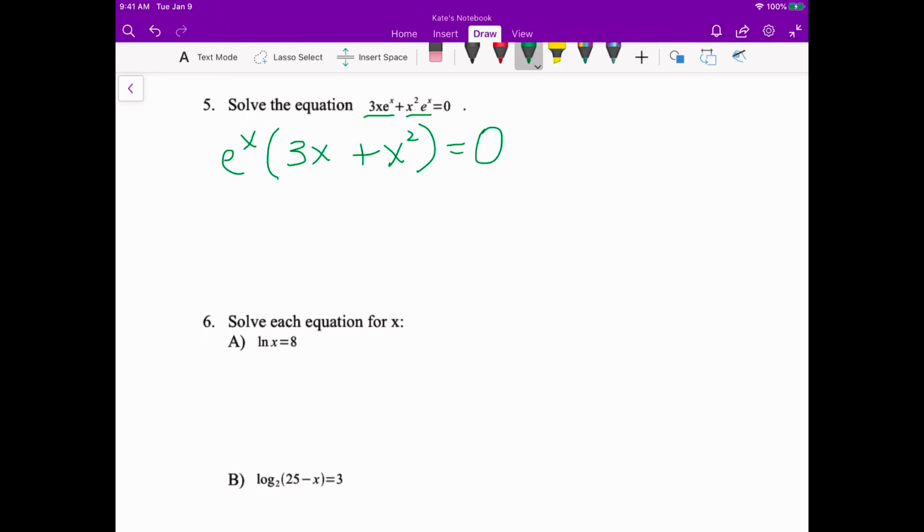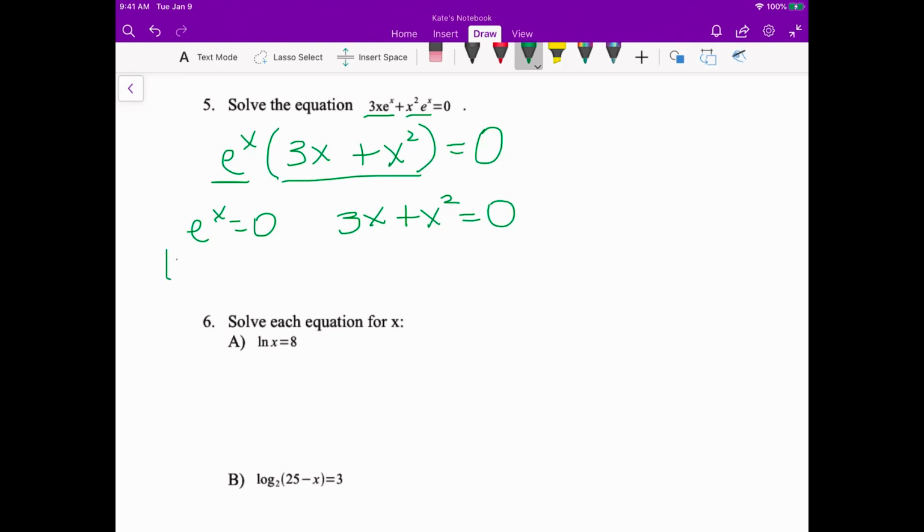Then again, I'm going to separate each factor. This is e to the x is a factor, 3x plus x squared is a factor. I'll end up with e to the x equals 0, and 3x plus x squared equals 0. With e to the x equals 0, again, I have an exponential base of e, so I have to use a log with a base of e, so I have to use natural log.